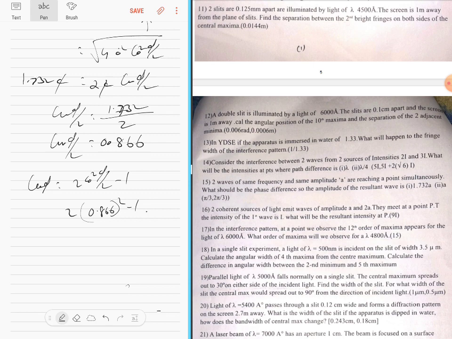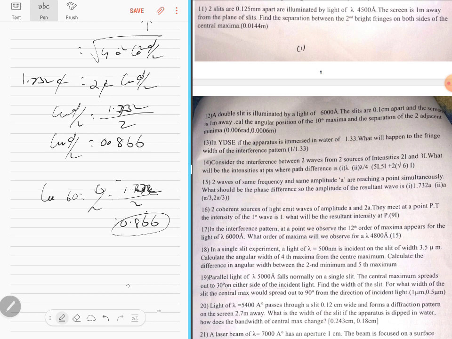They've given pi by 3 as the answer. So get pi by 6. Okay, let's see what is cos 60. Cos 60, like cos 120. What's cos 60? Cos 60 is root 3 by 2, which is 1.732 by 2, which is 0.8.